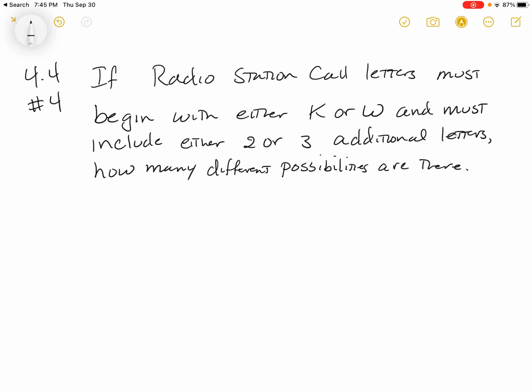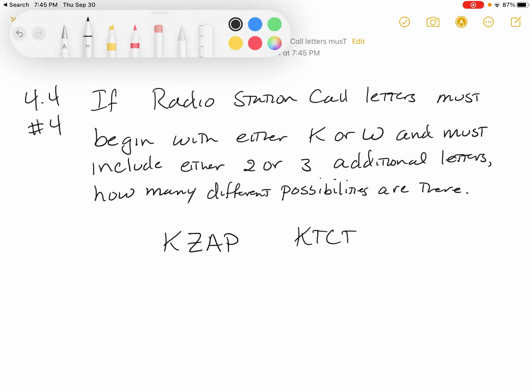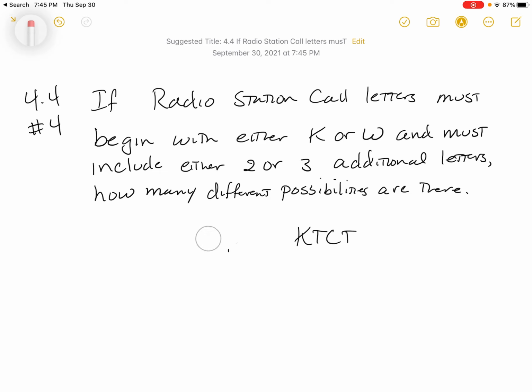I don't know if you know what radio station call letters are, but every radio station has a certain call. When I was a kid, there was a station, KZAP, here in Sacramento, right? It started with the K and had 3 additional letters. There are others, I think 96.1 is KTCT, something like that. So that's what they're after. And evidently it could have not just 3 additional letters, but also 2.